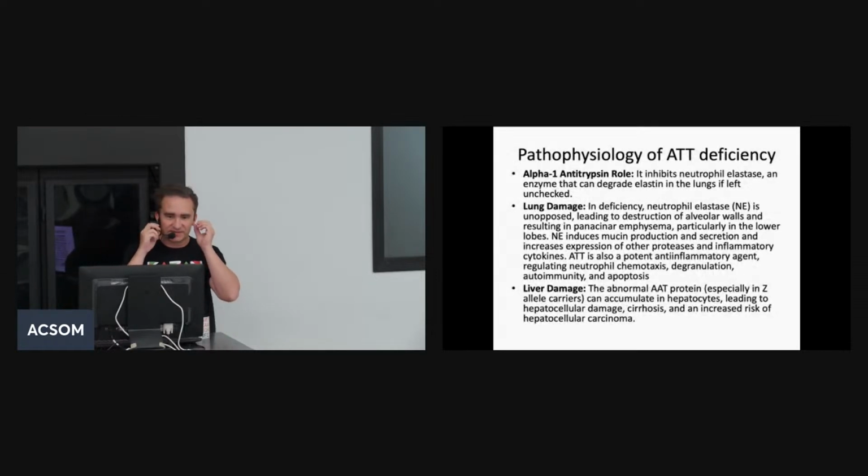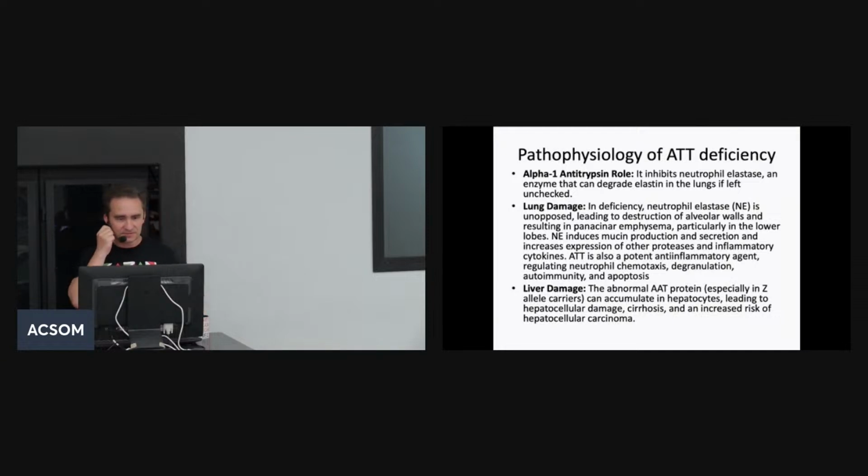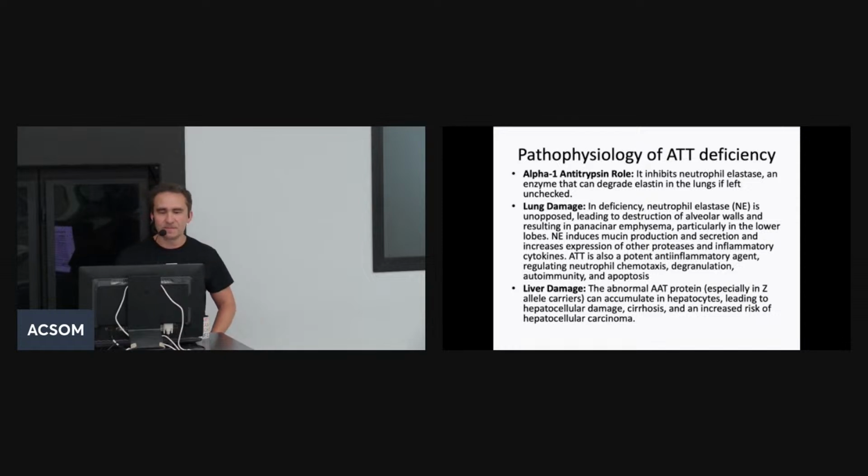So what happens with alpha-1 antitrypsin deficiency? The normal function of alpha-1 antitrypsin is to inhibit neutrophil elastase, an enzyme that degrades elastin in the lungs if left unchecked. So it prevents autodigestion, basically. About the lung damage in deficiency: neutrophil elastase is unopposed, so you have too much of it, leading to destruction of alveolar walls, resulting in pan-acinar emphysema.